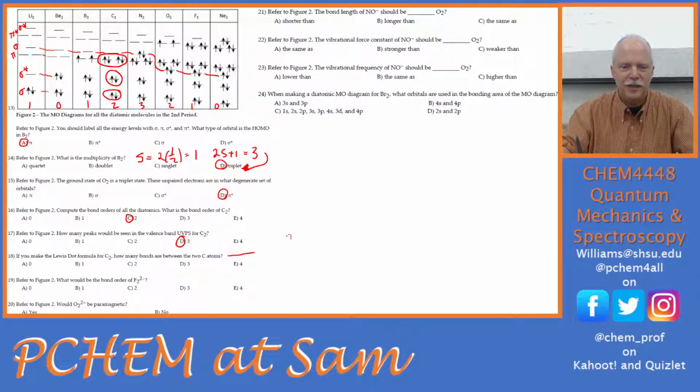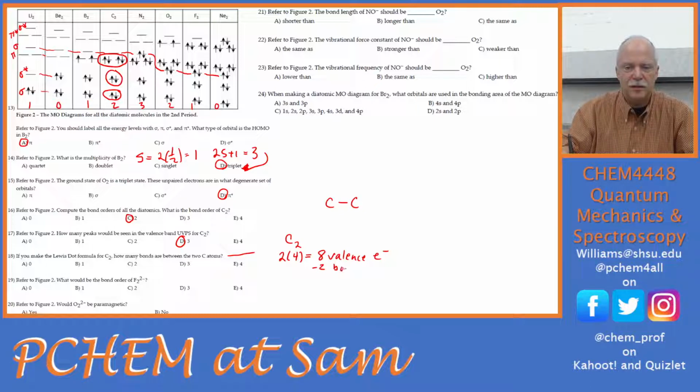So if we have C2, we have 2 atoms of carbon, each has 4 valence electrons. And so we have 8 valence electrons. Okay. And then we form a single bond if you want. We can do this the long way. Okay. Minus 2 bonding electrons. Okay. And we have 6 electrons left over. So I'm doing it the really long freshman way. And so then we put those electrons, 1, 2, 3, 4, 5, 6.